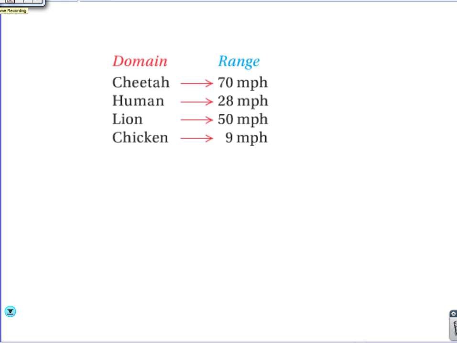Okay, let's look at some examples of what we're discussing here. Here you've got domains of cheetah, human, lion, chicken, and some ranges of 70 miles per hour, 28 miles per hour, 50, and 9 miles per hour. And I'm assuming we're looking at average speeds of different kinds of animals. And again, notice that cheetah has only 70 miles per hour, human only 28. Each element of your domain has one and only one element of your range paired with it. So therefore, would this be a function? Yes.